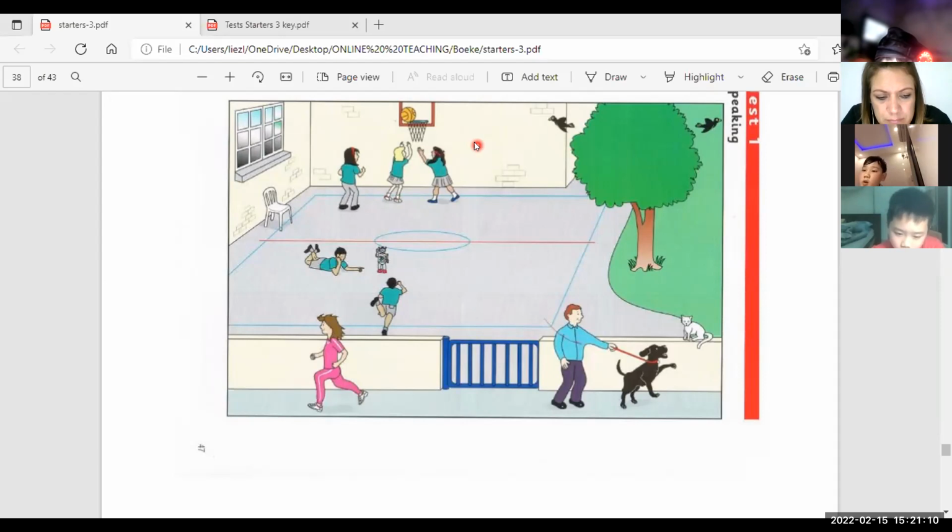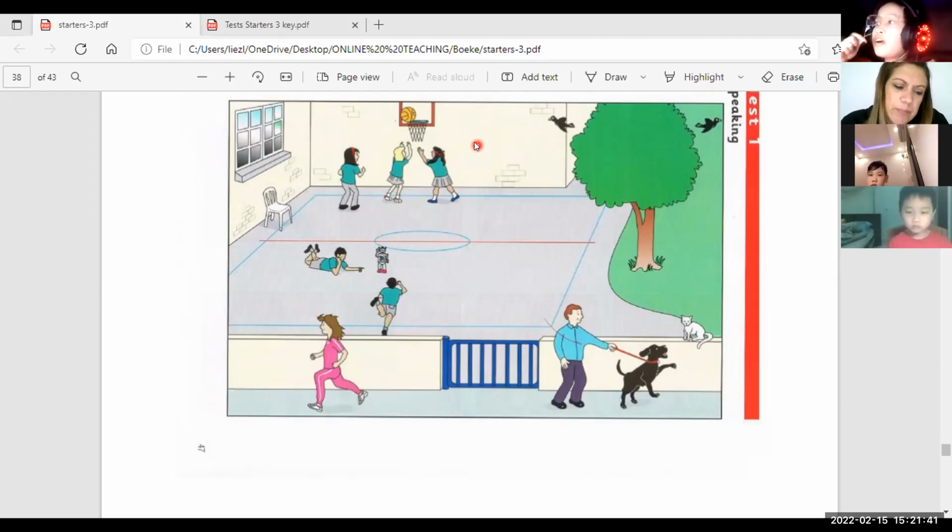This is a cat on the wall. On the wall, good. There are the birds flying in the tree. There's a chair, window. Good. Okay. Yes. Good job. Well done, Thái.